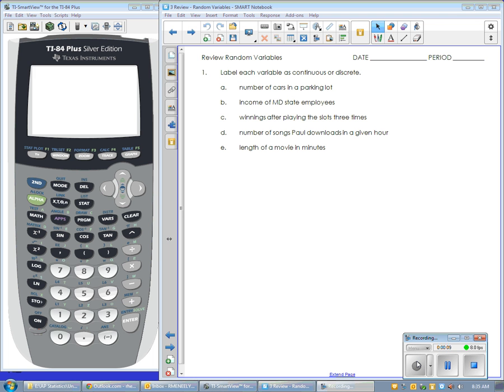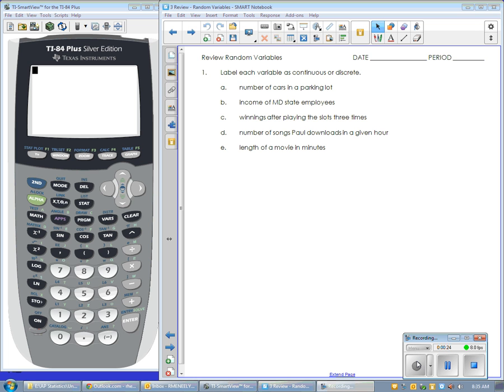I am going to give you a quick overview of the random variable chapter that we've covered so far. We've only dealt with the first two sections of Chapter 6 on continuous and discrete random variables, and then on transforming and combining random variables. So the third section, which deals with the binomial distribution, we're going to wait until after the semester break.